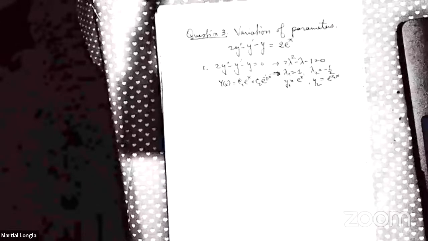So the solution of the homogeneous problem is capital Y of x is C1 e to the x plus C2 e to negative 1/2 x. And in the method of variation of parameters, we call these functions y1 and y2. y1 is e to the x, y2 is e to the negative 1/2 of x.